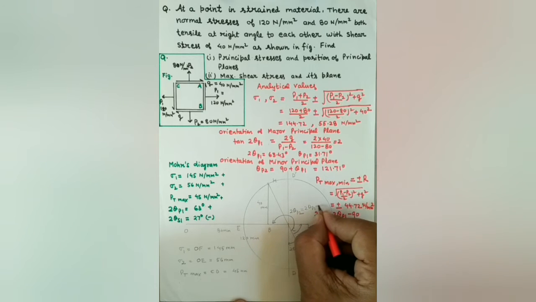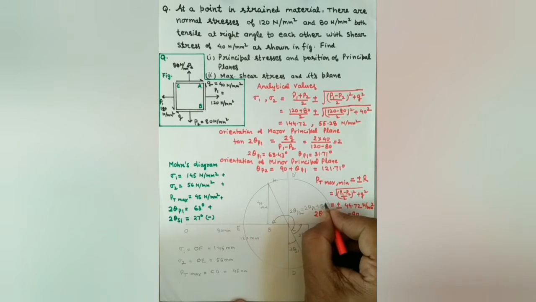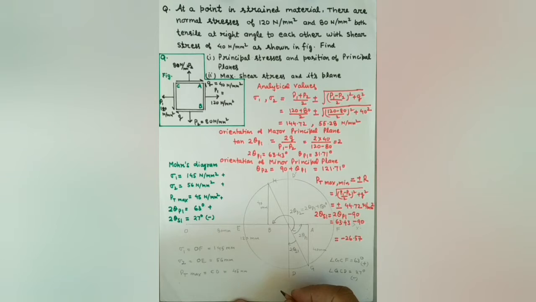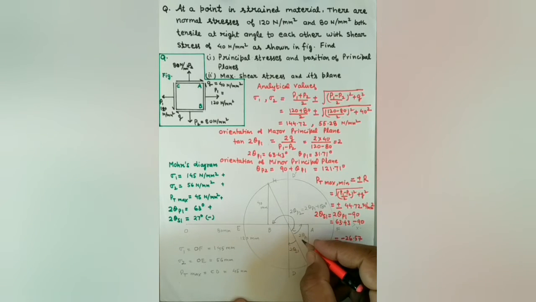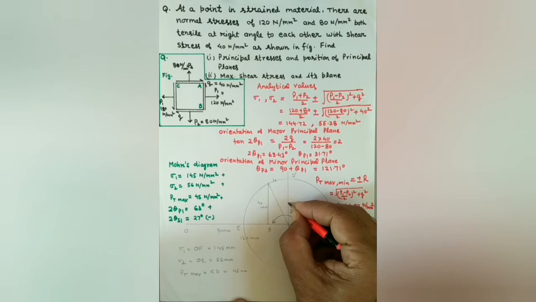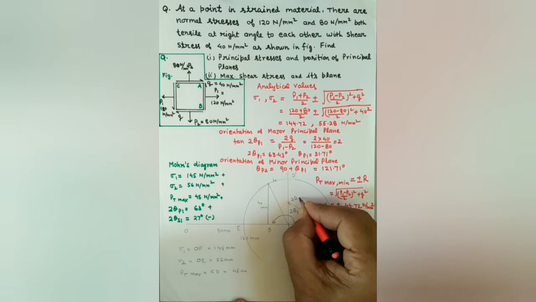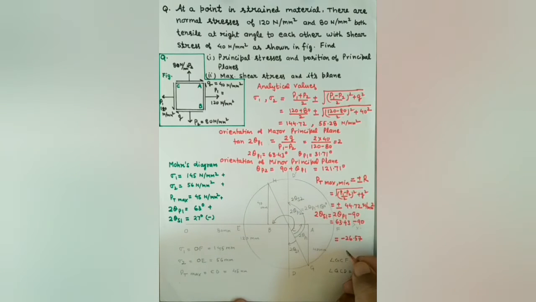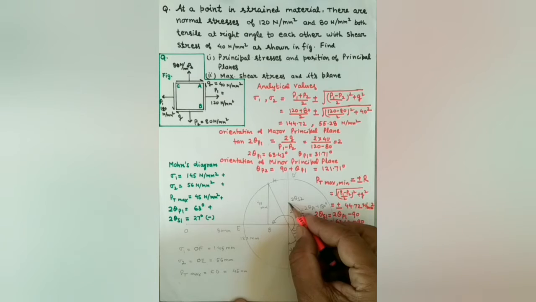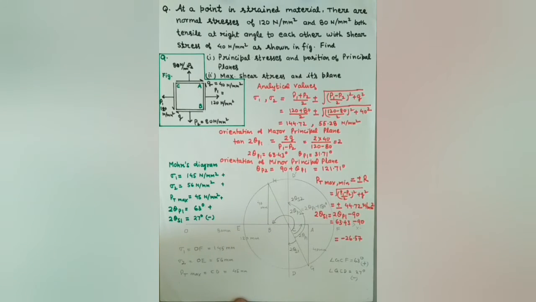From Mohr's circle diagram, angle 2 theta S1 and 2 theta S2 are 180 degrees apart, and angle 2 theta P1 and 2 theta P2 are also 180 degrees apart. So theta S1 and S2 are 90 degrees apart, and theta P1 and P2 are also 90 degrees apart. Now from the value of theta P1 and theta S1, value of theta P2 and theta S2 can be calculated easily. Angles are measured in anti-clockwise direction.